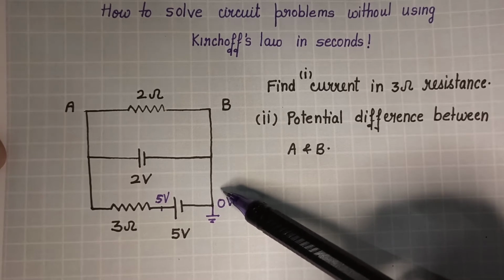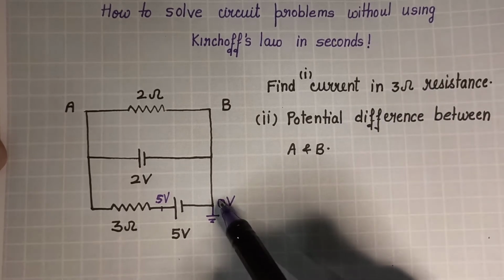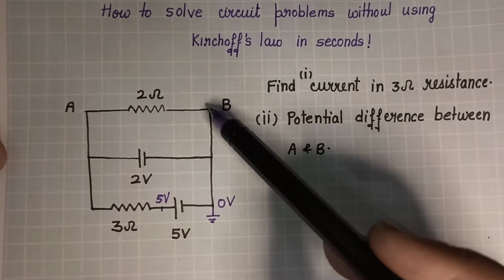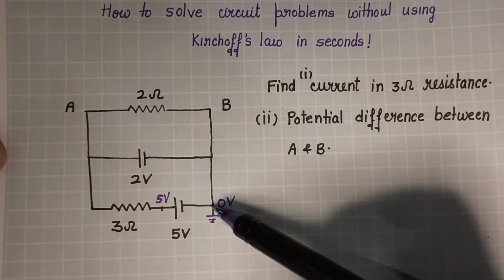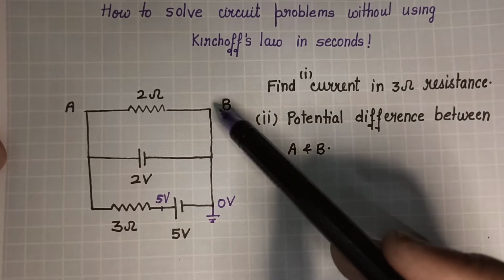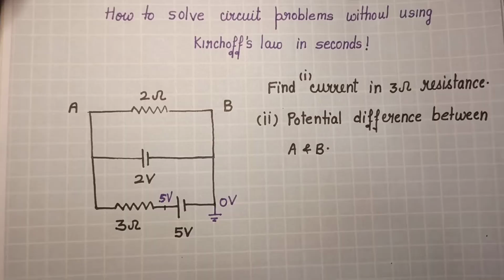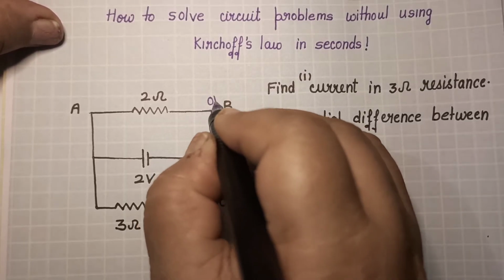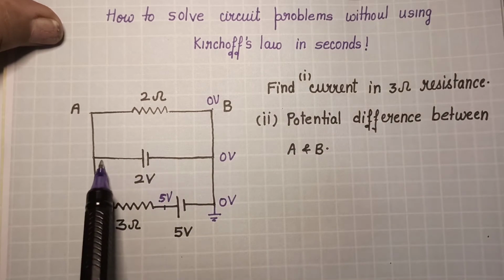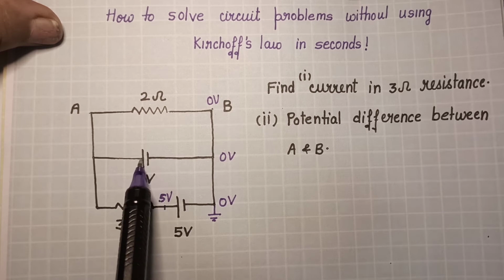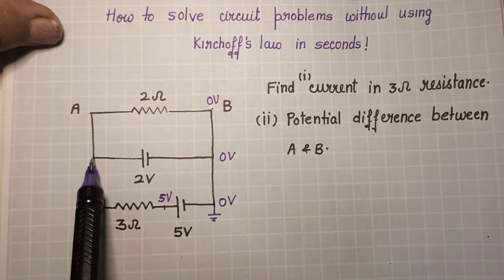in the description. So if this is 0 volt, this point will also be at 0 volt and this point will also be at 0 volt because the charge will not do any work against resistance while moving from this point to this point. So let us mark this point and this point also at 0 volt. So this is 0 volt and this point is also at 0 volt. Now observe this branch. It has a 0 volt terminal and the potential difference is 2 volts. So I can easily write this point to be at 2 volt.